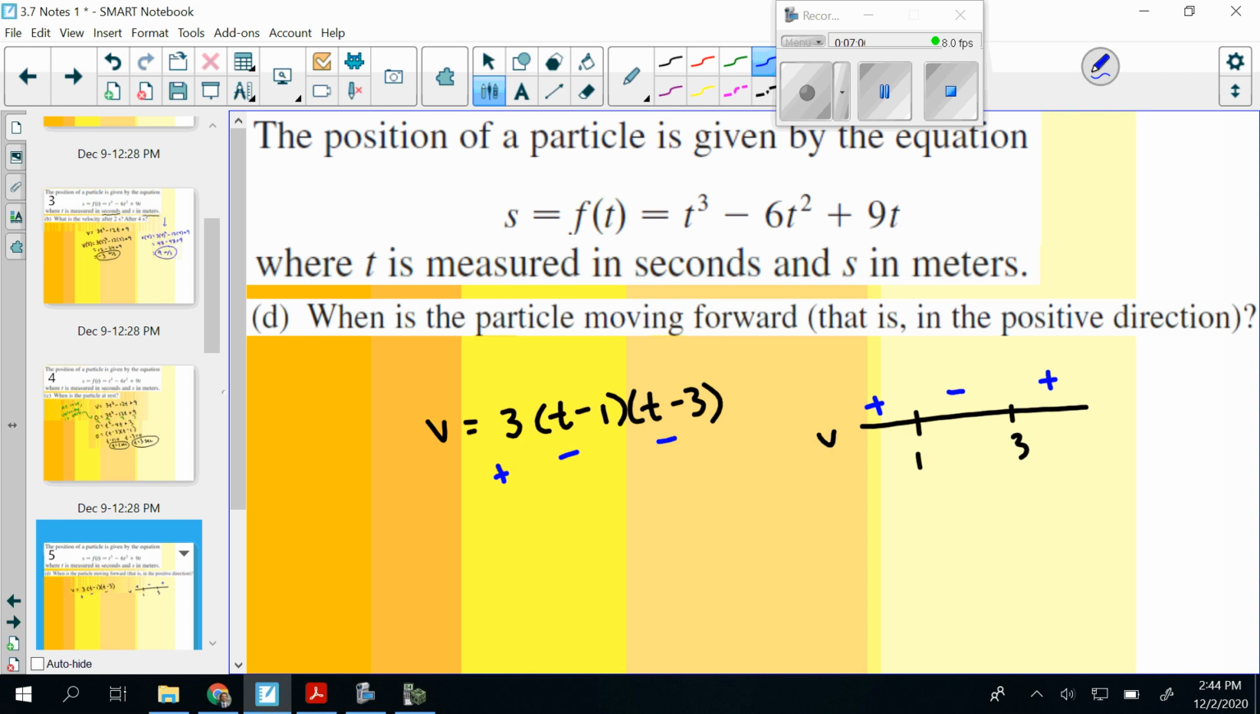So when is the particle moving forward? It would be moving in the positive direction from 0 to 1 seconds and also 3 seconds onward. It would be moving in the positive, or moving forward, there.